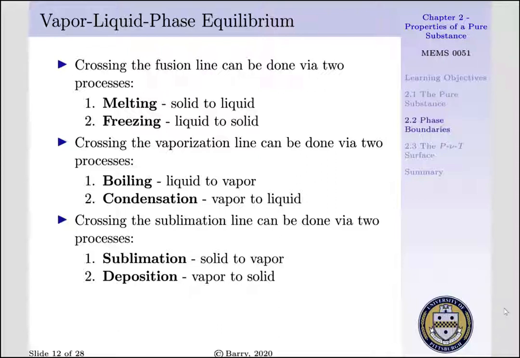And we can have two different phase transformations per the crossing of a line. And that's dependent upon the direction. If we look at our fusion line, we can have the process of melting, where we move from a solid to a liquid phase. Or we could have the process of freezing, when we move from a liquid to a solid phase. When we cross the vaporization line, we can have two separate processes. Boiling is where we go from a liquid to vapor phase, and condensation is when we go from a vapor to liquid phase. And lastly, when we cross the sublimation line, we can have two separate processes. Sublimation is the process of going from a solid to vapor, or deposition, going from a vapor to a solid.